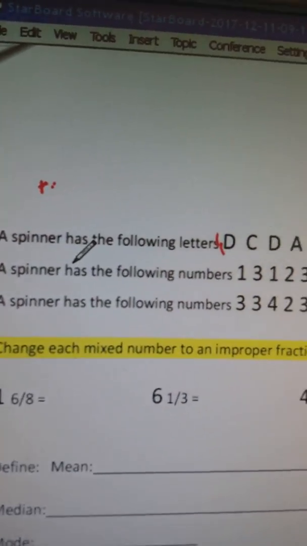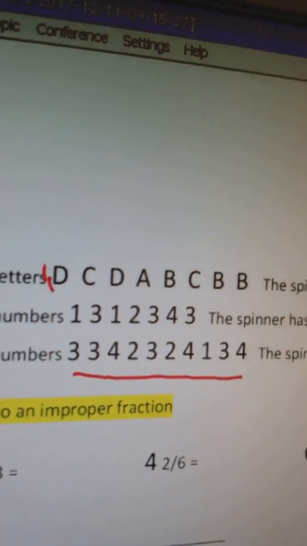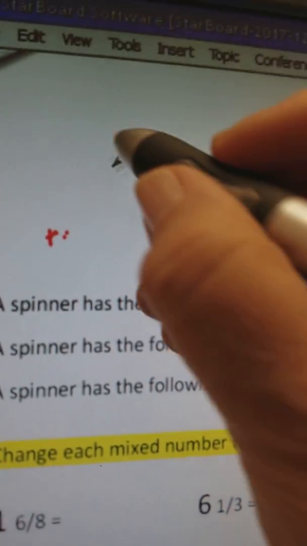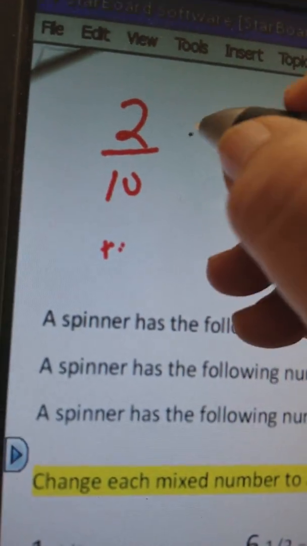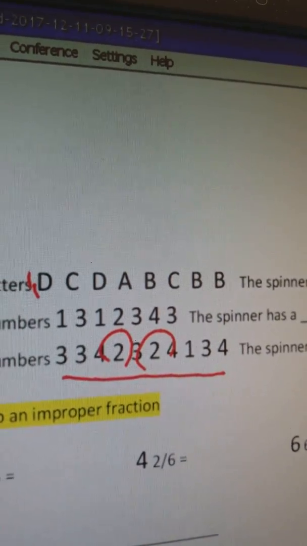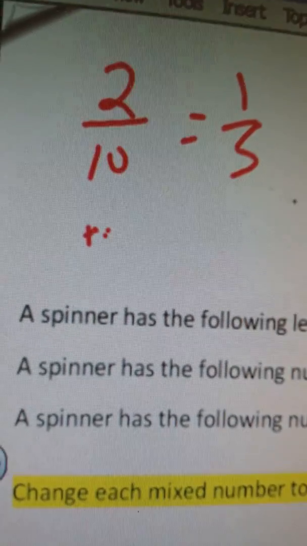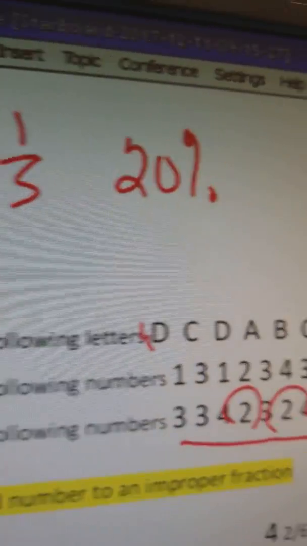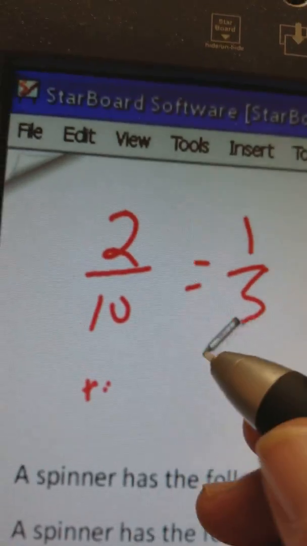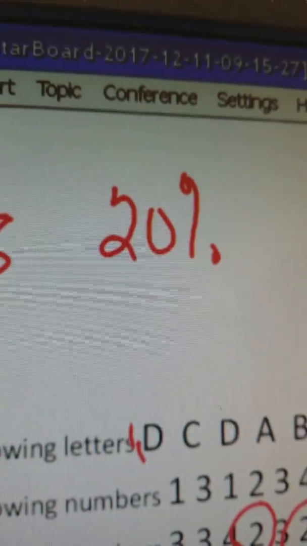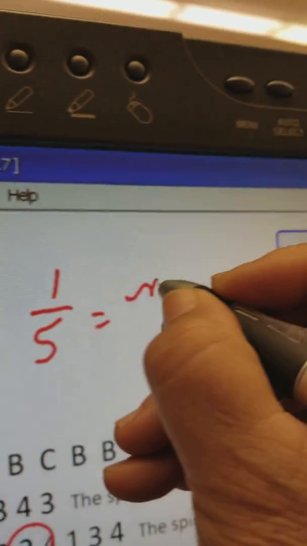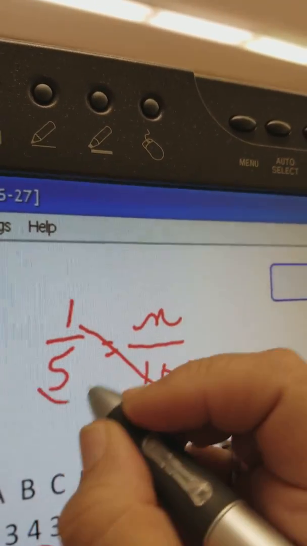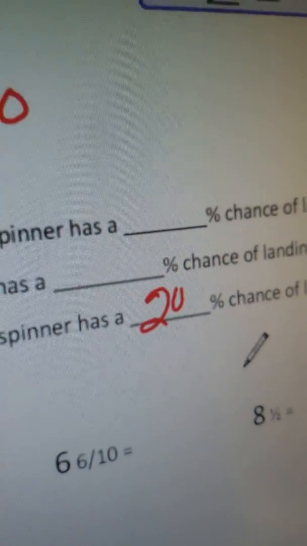Continuing on, we have the third problem, and this time we have 10 numbers, and we're looking for our chances of landing on a 2. So of the 10 numbers, 2 out of the 10 are 2s. You can reduce that to 1/5, and you should know that 1/5 is equivalent to 20%. However, if you do not, you can always take 2 and divide by 10, or reduce it to 1/5 and set up over 100. Cross multiply, divide by 5, and again you get 20.